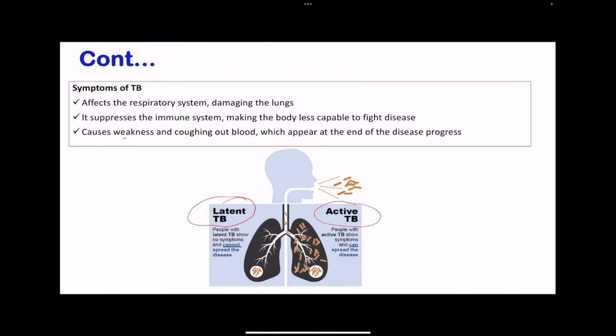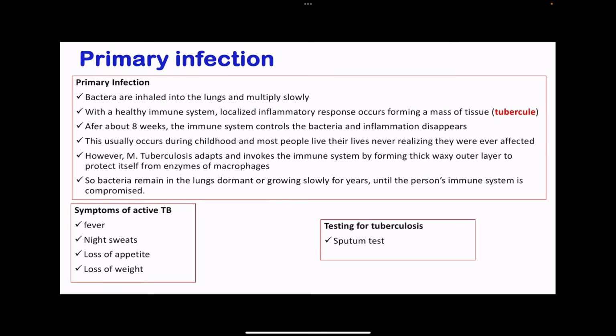The symptoms include weakness and coughing out of blood, and this usually appears towards the end of the disease progression. Like I said already, TB has two stages. There is the primary infection. During this period, the person inhales the bacteria into the lungs, and these slowly multiply. If a person is healthy, their immune system is going to try to fight. There is localized inflammation, and this causes formation of tubercles, which is where tuberculosis gets its name.